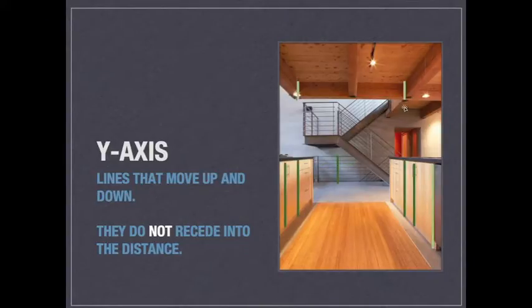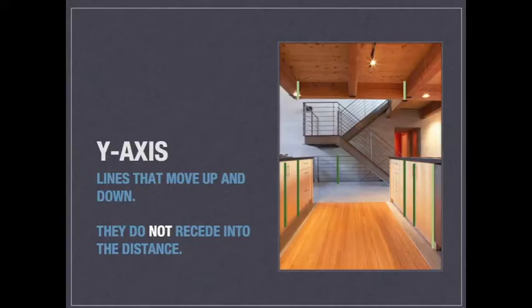If you know that there's an x-axis, there's also a y-axis, and that is a set of lines, again, poorly chosen green, that moves up and down, north and south. And they are parallel but do not converge. So for example, the little corners of these beams right here, these rails, the edges of these little cupboards and so on.